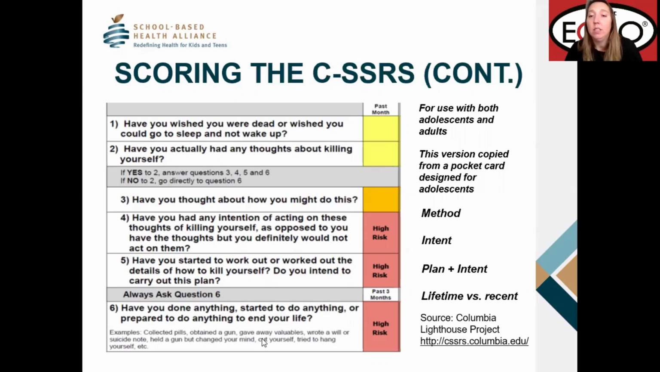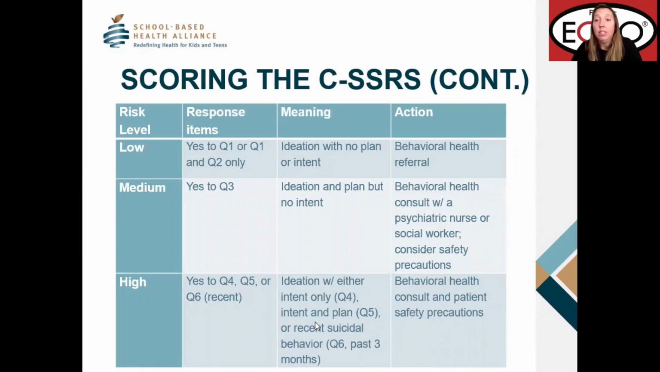So the C-SSRS color codes responses correspond to a low, medium, or high risk. And so here are the levels of risk that correspond to the C-SSRS color codes. Low, moderate, and high, which correspond to the recommended action. And the actions range from a behavioral health referral to a behavioral health consult, and also patient safety planning. Again, clinical judgment should always be used to categorize patients into risk levels.